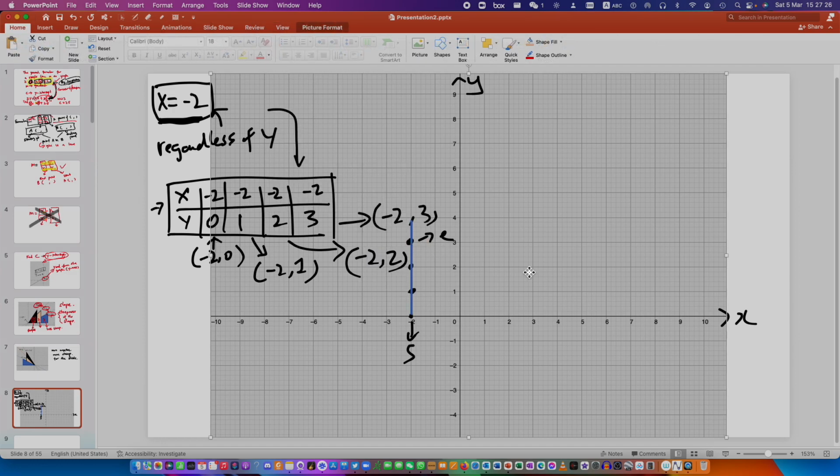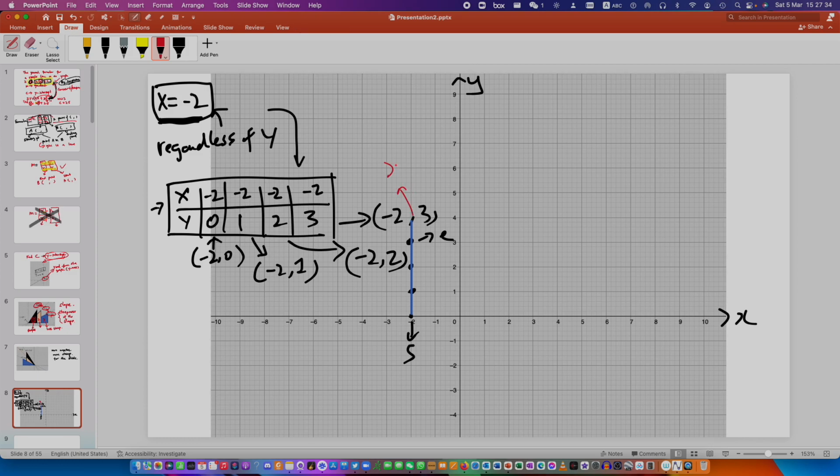Does it make sense? This is your label: x equals -2. Does it make sense? Okay, good. Next, y equals 3. What's the meaning of y equals 3? Regardless of x. What table do you give yourself? What's the meaning of this statement, y equals 3? Regardless of x, y is always 3.